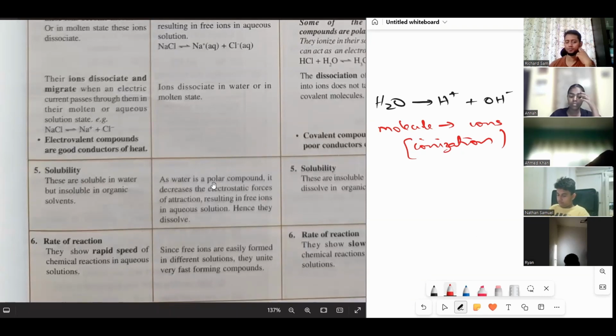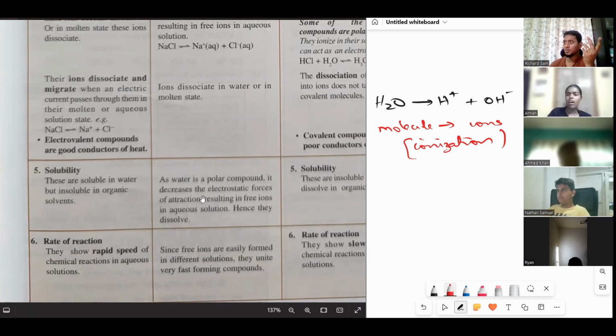Polar compound. What's a polar compound? What is polar? It is unequal charge distribution. You'll see one side there is more positive, the other side more negative. That is unequal charge distribution. We saw the polar compounds. Which were the polar compounds? There were just two polar covalent compounds. Which were the two?